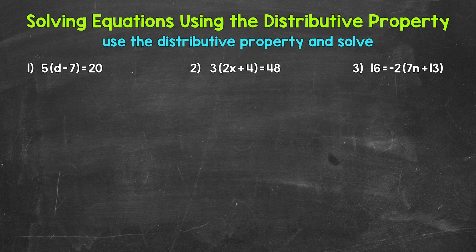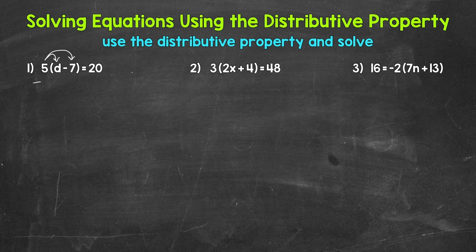Let's jump into number 1, where we have 5, and then in parentheses, d minus 7, end parentheses, equals 20. Now, one way we can solve this equation, we can use the distributive property to remove the parentheses and then go about isolating the variable. So when we use the distributive property, we distribute whatever's on the outside of the parentheses to the terms inside of the parentheses. So here we need to distribute 5 to d and negative 7. So 5 times d and 5 times negative 7.